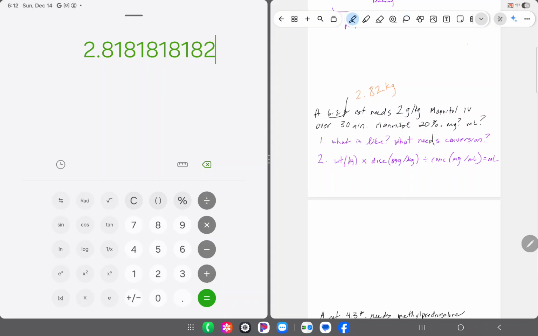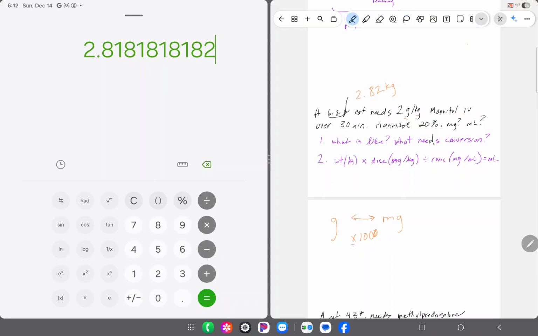What else is like, or what needs conversion? Well, we're not too used to grams per kg, are we? That's something that is pretty unique to mannitol. But when you have gram, and you're going in either direction, from gram to milligram or milligram to gram, it is always a conversion factor of 1,000 of some kind.